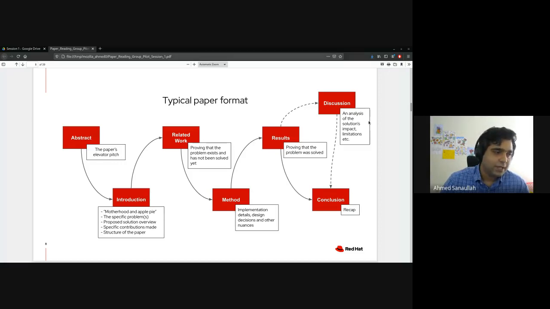The first is what my professor used to call, and does call, motherhood and apple pie. This is basically trying to say something general about the field that most reviewers and most readers will agree with. So for example, if I'm submitting an FPGA paper to an FPGA conference, I will say FPGAs are the best thing in the world. And most reviewers will agree with me. They will say, yep, that's true.